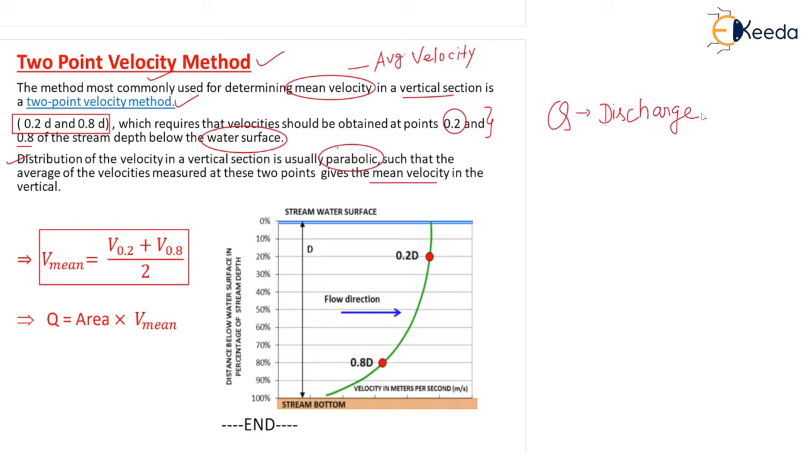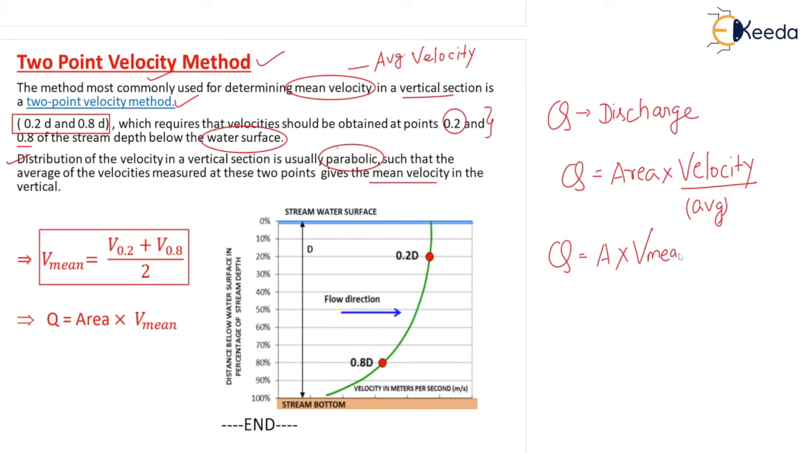So what is the discharge formula? Discharge Q equals area into velocity. We know this, very common formula, area into velocity. But this velocity is always the average or mean velocity. Therefore you can write Q equals area into V mean. Okay, the unit will be meter cube per second for discharge.